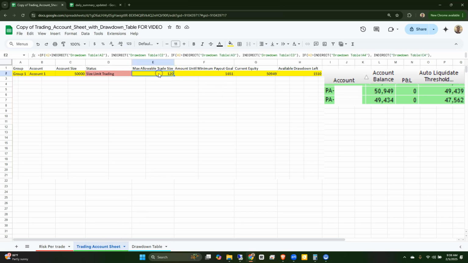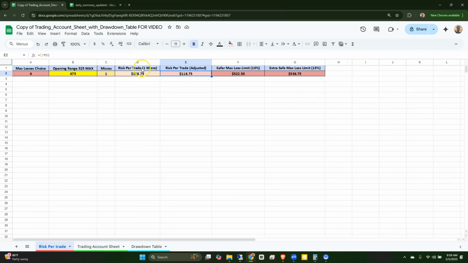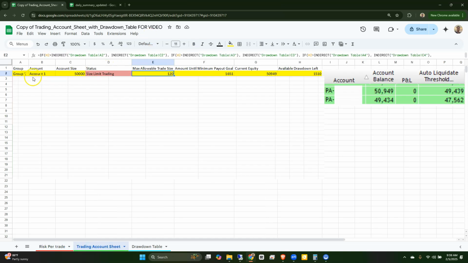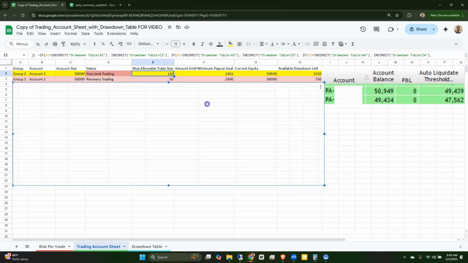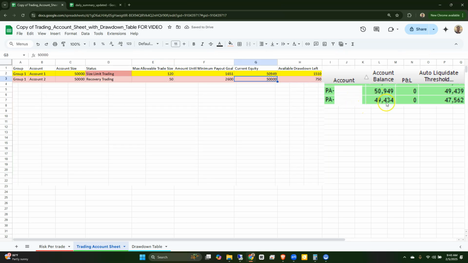Up to $120. Now, if we go back and look at our risk per trade for this day, we are risking $118, which means that we are allowed to trade account 1 because we are under this $120 threshold. But let's look at another example. So let's do current equity in example 2.